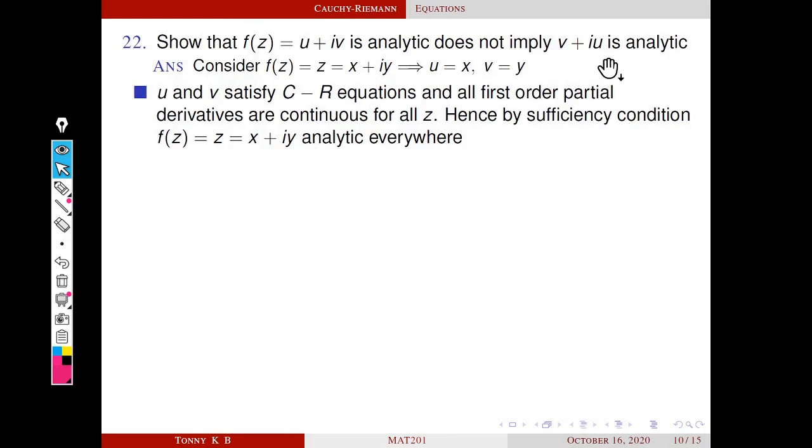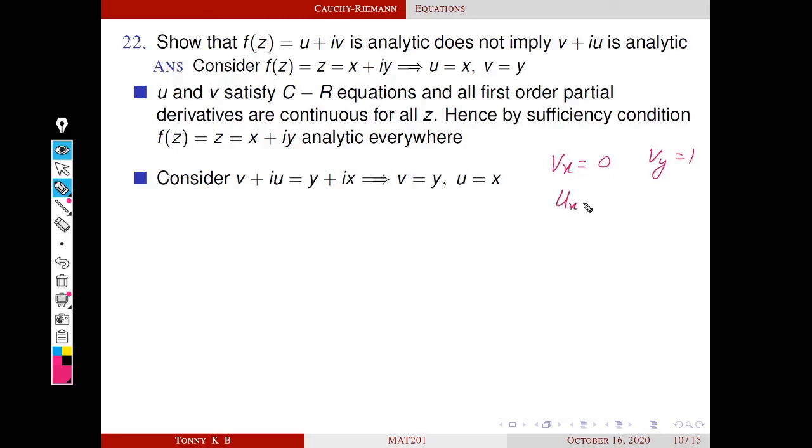Next we consider v plus iu. So here v is y and u is x. So v plus iu is equal to y plus ix. That is, here v is equal to y, that is our real part, and u equal to x, that is our imaginary part. The partial derivatives are vx equal to 0 and vy equal to 1, ux equal to 1 and uy equal to 0. So what are the Cauchy-Riemann equations corresponding to v and u? The Cauchy-Riemann equations are vx equal to uy and vy equal to minus ux.